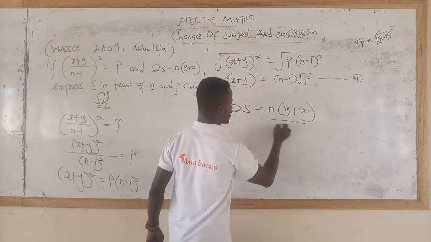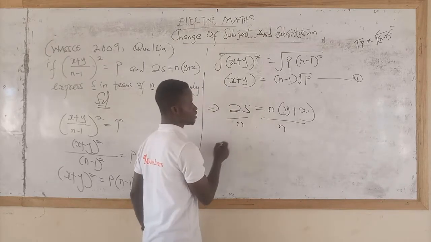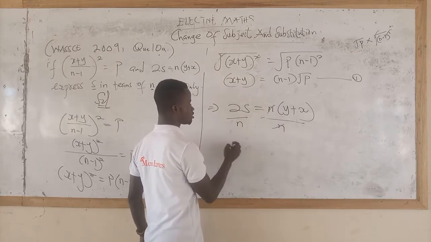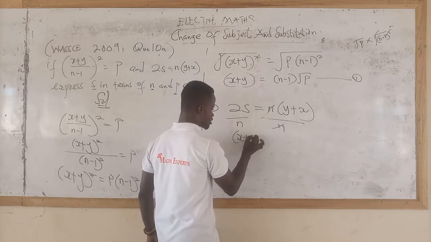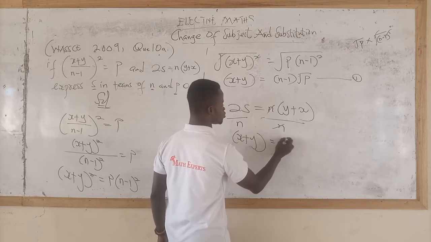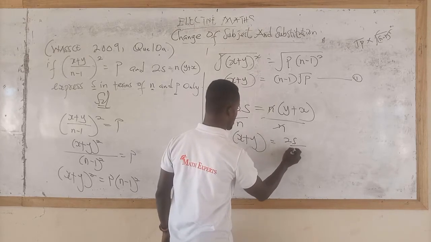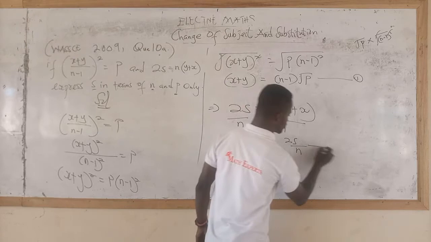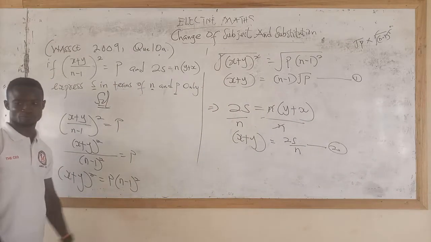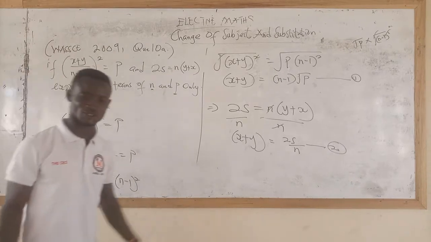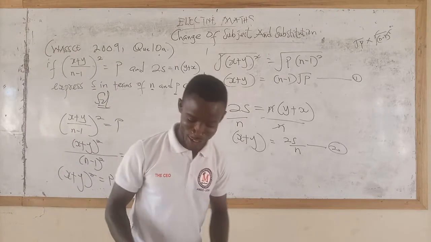So here, divide both sides by n. This cancels this. So now let's write it out. s plus y will be equal to 2x over n. And this is going to give you equation 2. Beautiful. Marvelous. Fantastic.